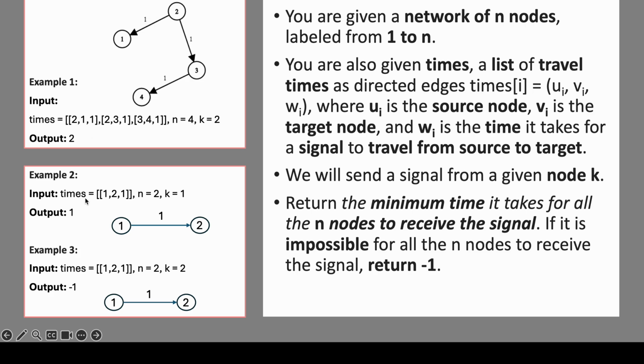Now here, for example 2, we have node 1 to 2, and it takes 1 time to get there. Our starting point is k equals 1, so our output is going to be 1. That's the longest it'll take to get from node 1, our originator, to our destination. And then for example 3, we have the same thing, 1, 2, 1, but here we're starting at k equals 2. As you can see, there's nothing reaching back to node 1, so we're going to return -1. That's what we're saying: there's no way to reach this node. Our code will solve this problem.